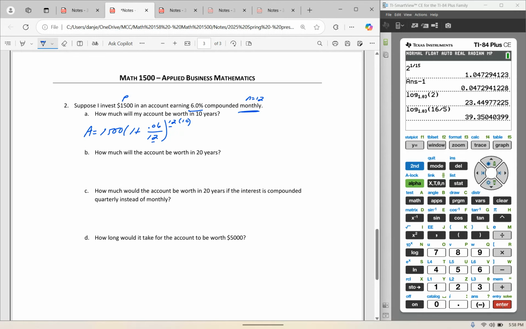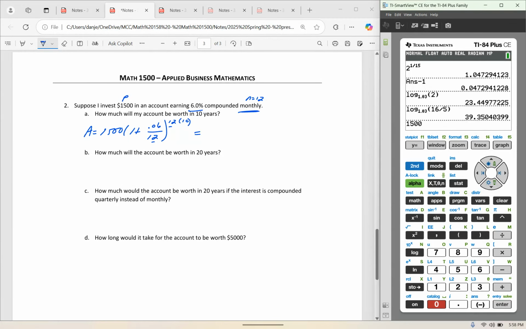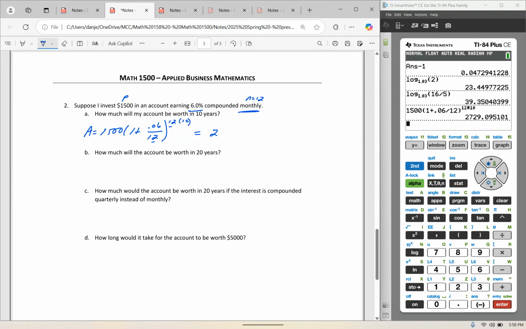Now, what I like about this formula when it comes to using the calculator is I don't really need to do a whole lot of pre-calculation, if you understand what I mean. I can just type 1,500, parenthesis, 1 plus 0.06 over 12, close that parenthesis, to the, now I know that 12 times 10 is 120, but I could still be lazy and just do 12 times 10. The calculator will take care of that for me. My investment in 10 years is $2,729.10.